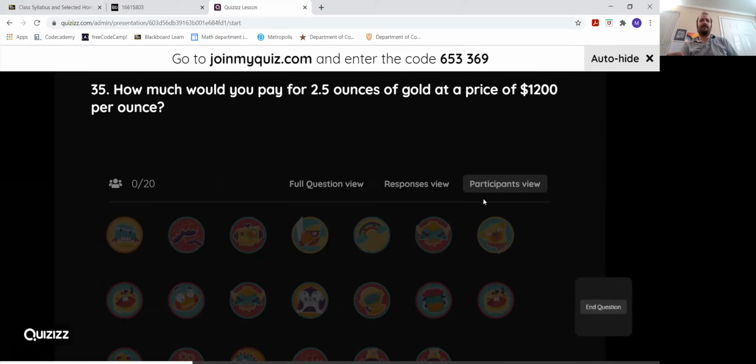How much would you pay for 2.5 ounces of gold at a price of $1,200 per ounce? Okay, so if it has more than 3 decimal places, be sure to put your commas in there. This is sort of like if we're buying, what, 9 apples for 10 cents an apple, how much are you going to pay?